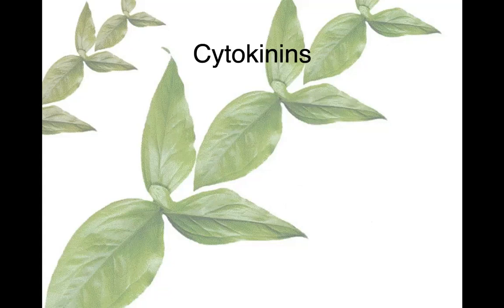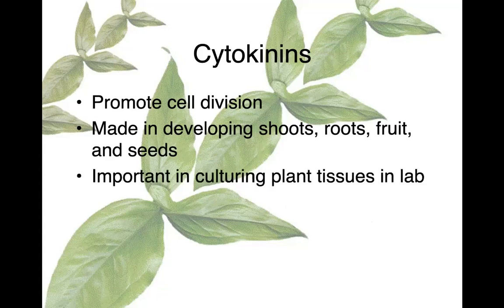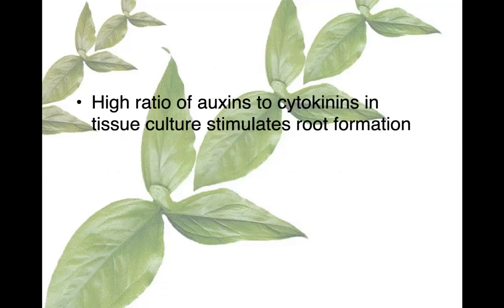Next group are the cytokinins. These promote cell division. So they are made in parts of the root that are growing, whether it's developing shoots, roots, fruit, and or seeds. This is really important for promoting tissue cultures in the lab, which is another vegetative propagative method of growing plants in a lab. If you take some tissue and apply cytokinins, it will increase the cell division, and so increase the rate of growth of your plant tissue.